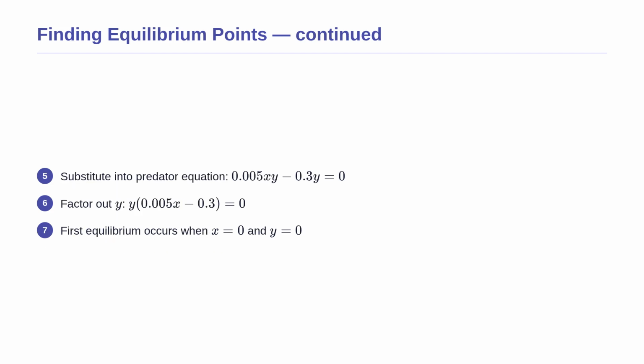Continuing with our solution, we do the exact same thing for the predator equation. We set it to 0 and factor out the common variable y. Now we have two factored equations, and for them to be true, either the outside variables or the inside parentheses must be 0. The simplest case is when both x and y are 0. This is our first equilibrium point, known as the extinction state. If there are no rabbits and no foxes, the populations will obviously never change.